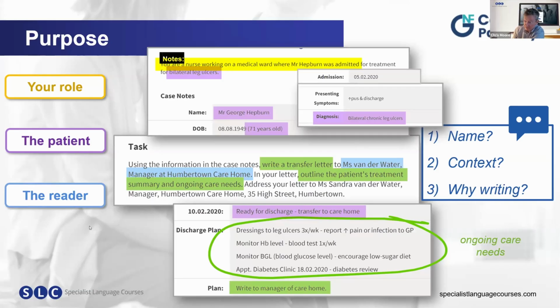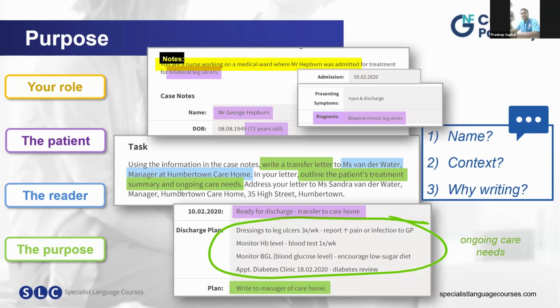And why are you writing to them? What's the purpose? Why bother writing to them? Well, because he is being transferred to a care home. That's clear. And this is the discharge plan. And you're writing to the manager of the care home to ask her to provide ongoing care. Okay, so that's the purpose, to write to Miss Vanderwater, the manager of Humbertown Care Home.